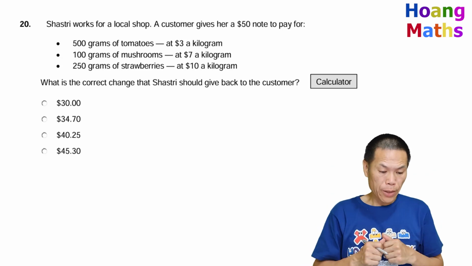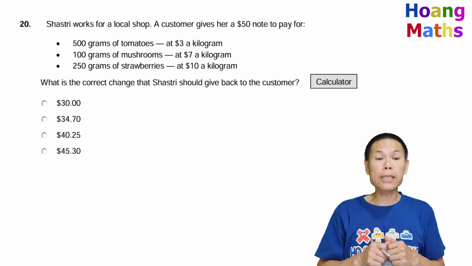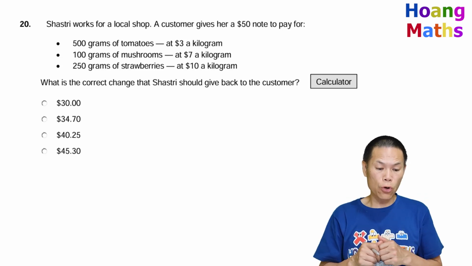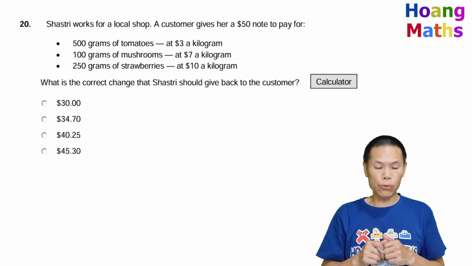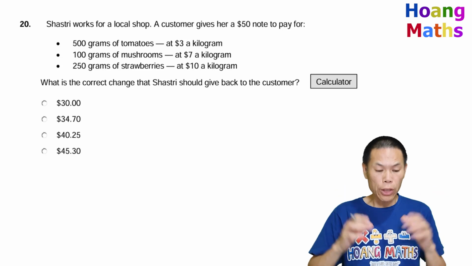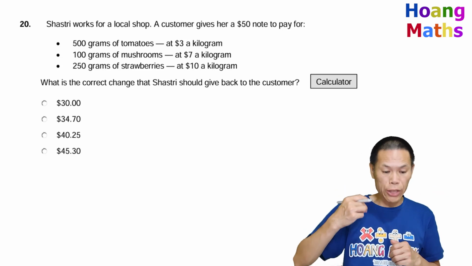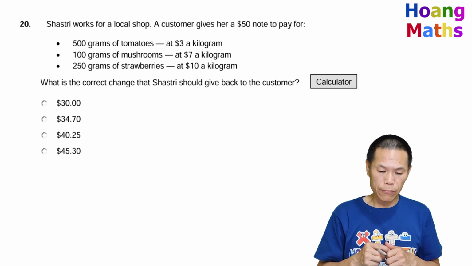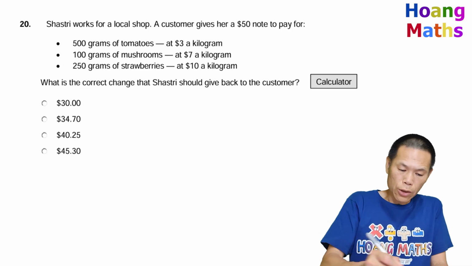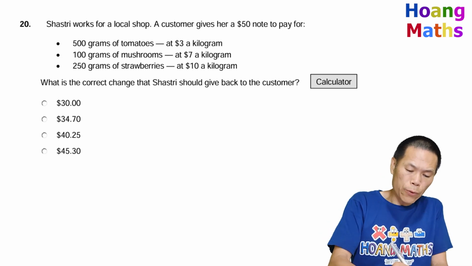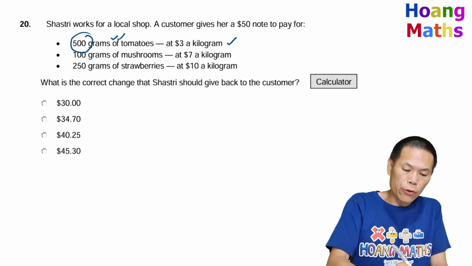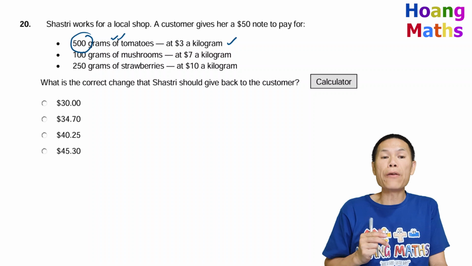Question number 20. Sachi works for a local shop. A customer gives her a $50 note to pay for 500 grams of tomatoes, 100 grams of mushrooms, 250 grams of strawberries. So we need to work out how much the customer has to pay, and Sachi has to pay the change. Okay, so give the change back to the customer. So we need to work out how much it costs the customer first. So the best way to do it is we can convert to kilograms, because it's $3 a kilogram. So 500 grams is equal to 0.5 kilograms.